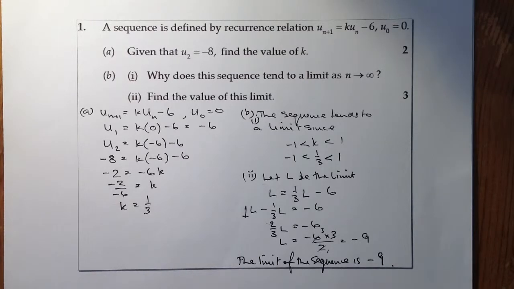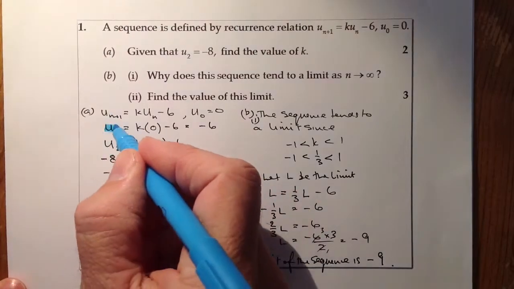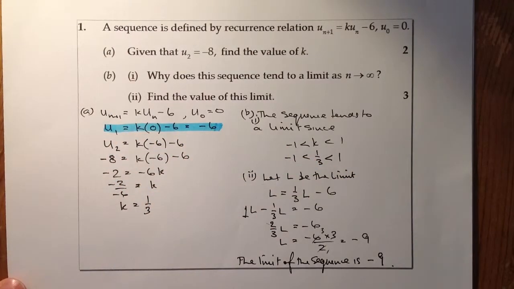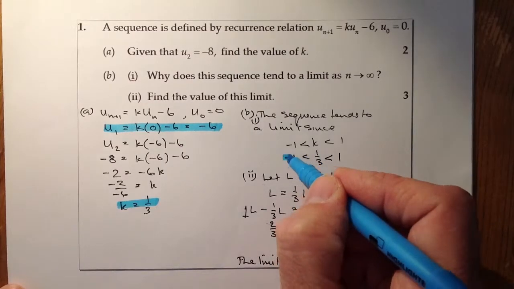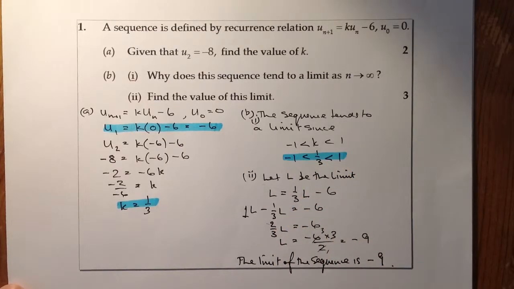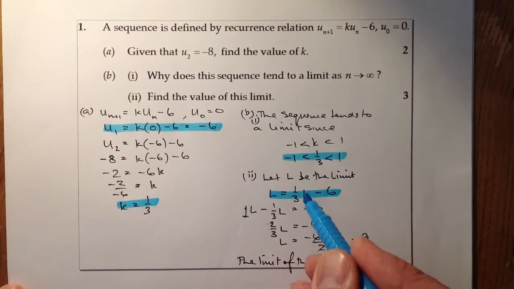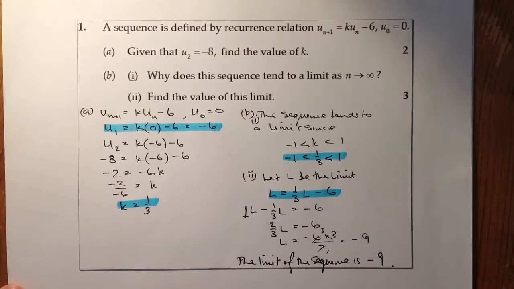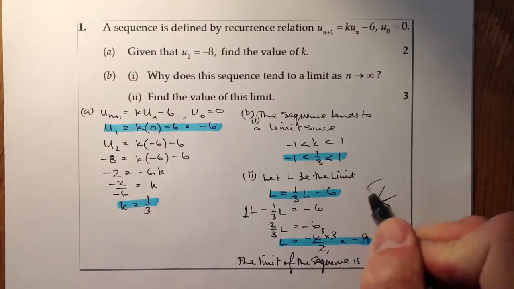Right, let's see where we're getting our marks for this. There's 5 marks in total for this piece of work. We get 1 mark for working out the value for u1, and 1 mark for getting the value for k, that k is equal to a third. 1 mark for stating the reason why the limit exists, and then setting up the limit, either using this method here or the formula that you've been taught. And finally, getting the limit equal to -9. So that's 5 marks in total for that question.